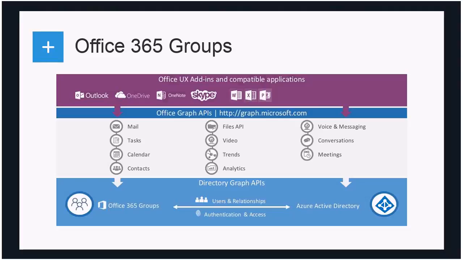Working from the bottom here and working back up, we've got Office 365 groups. We've got the ability to have distribution groups and security groups, and these are all created when an Office 365 group is created. Those are stored within Azure Active Directory, which is also where your usernames and passwords are, and that's what you authenticate against to get into Office 365.